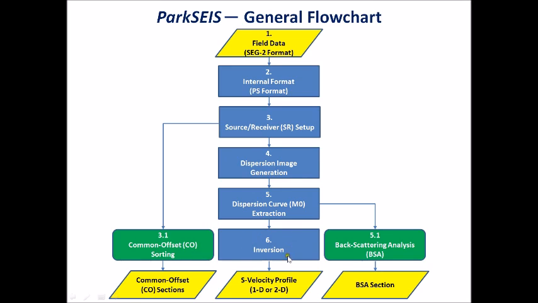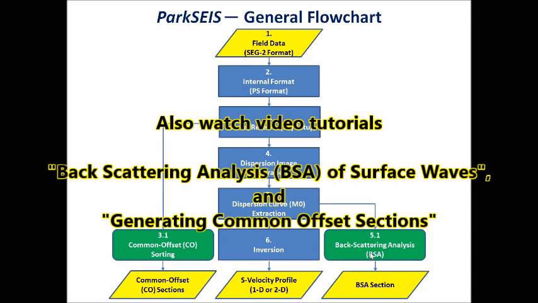And at the end of this inversion, you will end up with a shear wave velocity profile, which can be either 1D or 2D. If you started with only one dispersion curve passed onto this inversion, then it will be 1D. And if multiple dispersion curves were passed, then the final output will be a 2D cross-sectional image of shear wave velocity. And there are two types of special data analysis. One is called the common offset sorting, and the other one is called the backscattering analysis. Both of these are explained in the separate user guides, backscattering analysis and common offset sections.